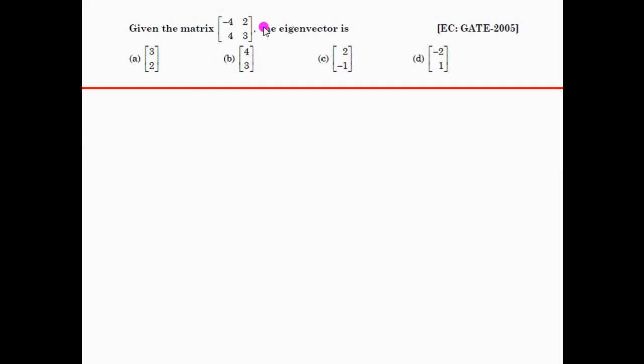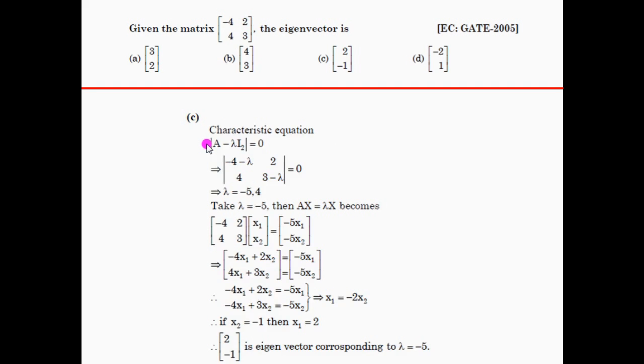Given the matrix minus 4 2 4 3, the eigenvector is, write the characteristic equations, find the eigenvalues, substitute the eigenvalue in these equations, you can get the eigenvectors. Here I have used these equations because modulus of A minus lambda I into x equal to 0, multiplying x, we can get this equation, that means Ax equal to lambda x. If your interest is to determine only the eigenvector, you can directly use this equation to determine the eigenvector.